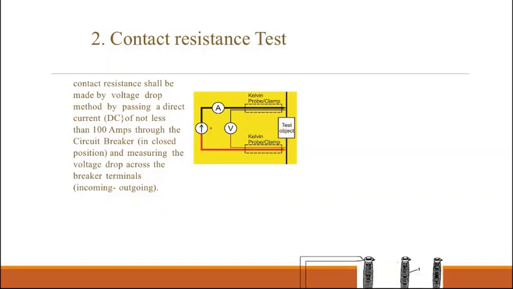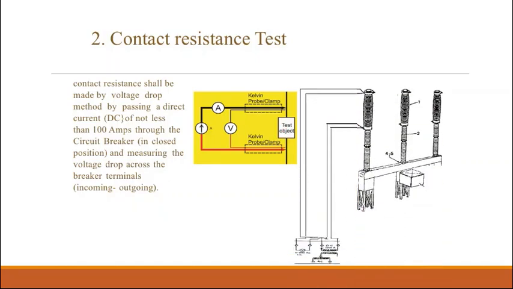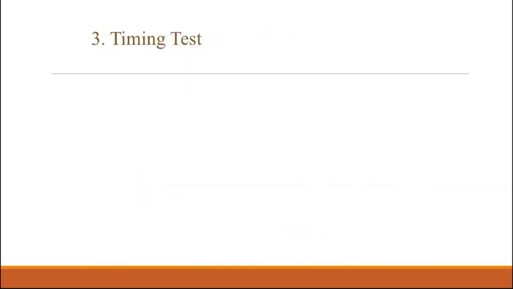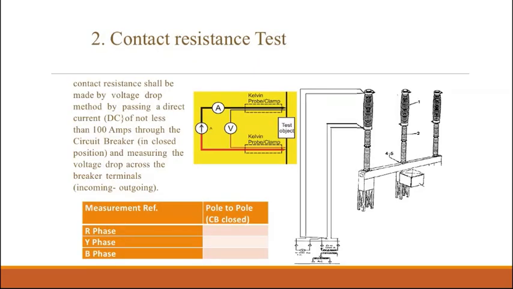And here I have taken one breaker. So here we are injecting the current from the source, and we are measuring current and voltage. And across here the breaker is in closed condition, and here the voltage is inside, the current is outside, and we are taking the reading of all three phases, R phase, Y phase, B phase, how much resistance is offered by this one. This is the general arrangement, and this is the contact resistance test. This is one of the important tests.